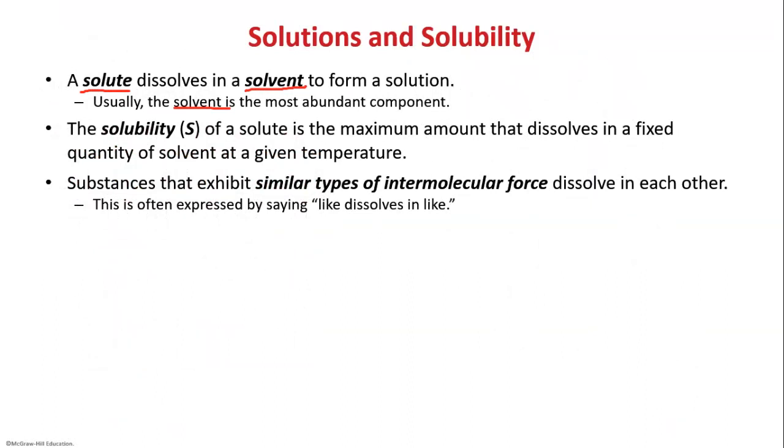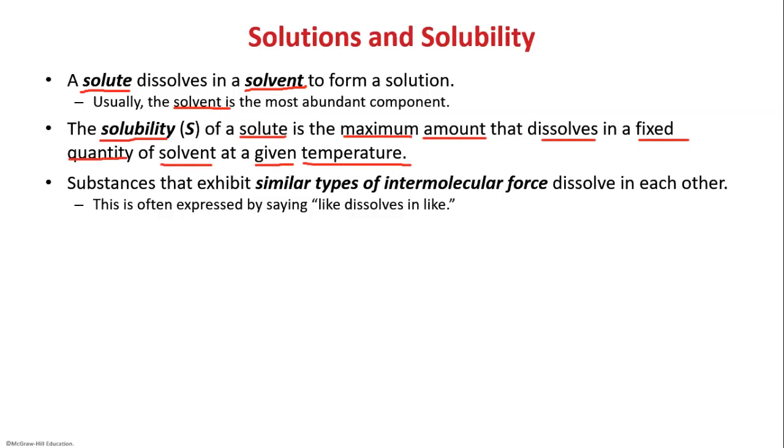Now solubility is a way to quantify how much of a solute will go into solution. So solubility of the solute is the maximum amount that dissolves in a fixed quantity of solvent at a given temperature. As we'll see in a little bit, temperature affects solubility. So again, solubility is the maximum amount of solute that dissolves in a given amount of solvent.